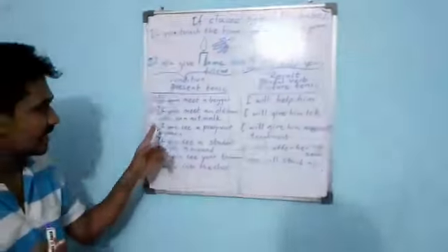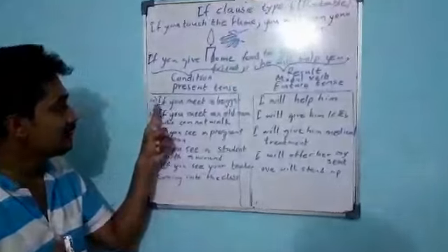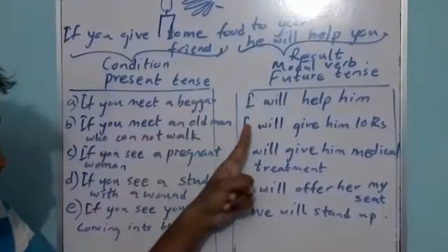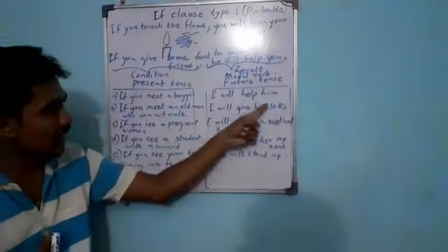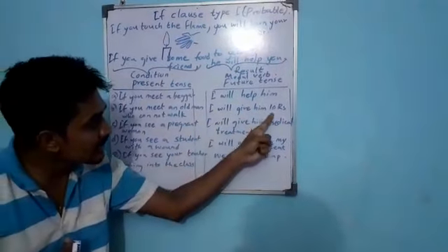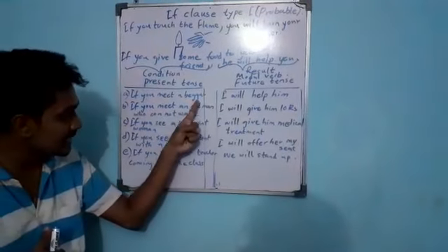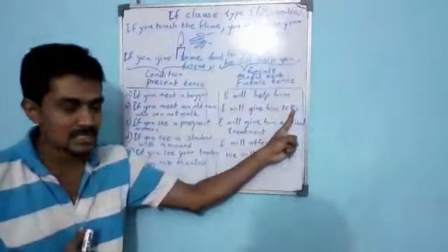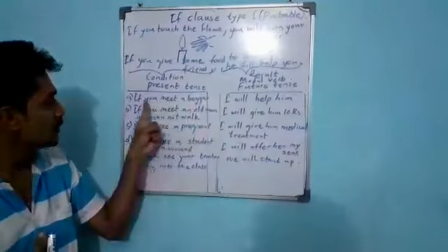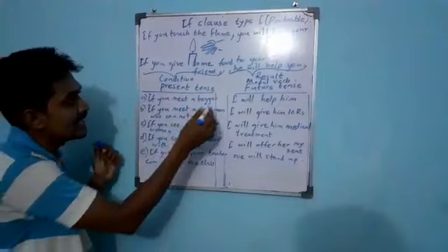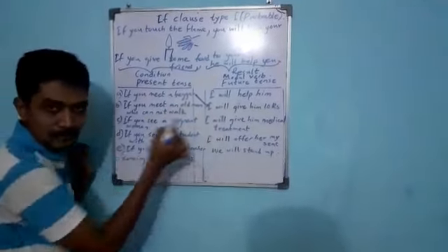So children, let's read the first part. If you meet a beggar, there is an answer for this question. So what is your answer? I will give him 10 rupees. So I think you can understand, if you meet a beggar, I will give him 10 rupees. What is a beggar? A beggar is a very poor person, no? So you can match, if you meet a beggar, I will give him 10 rupees.